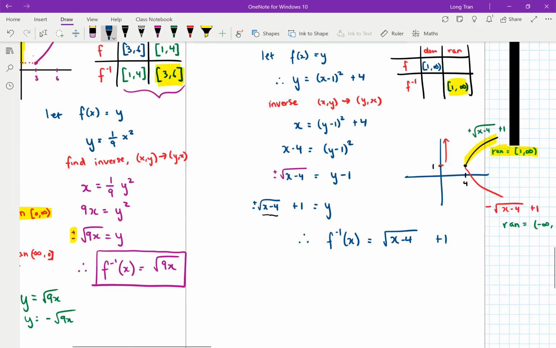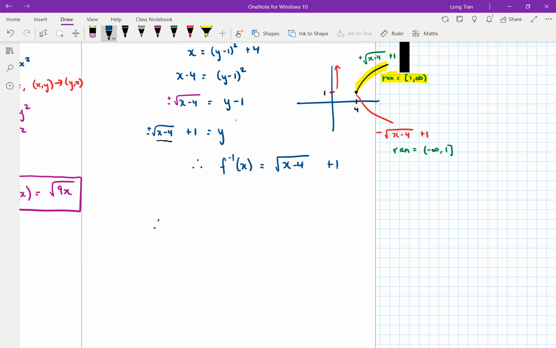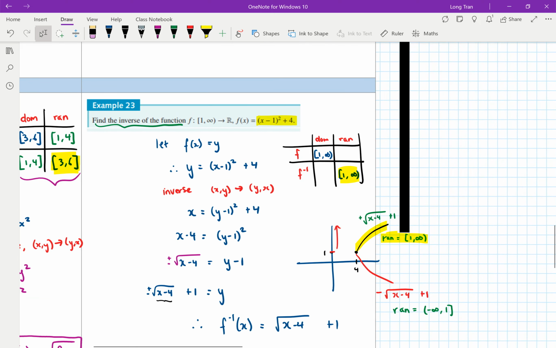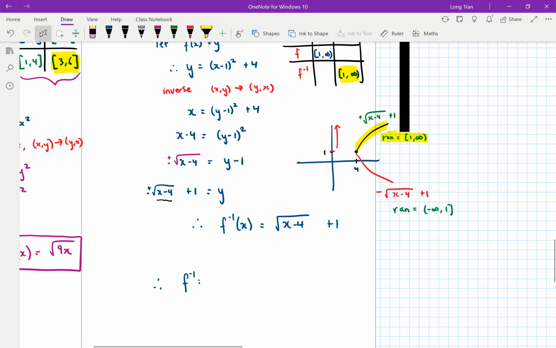Now, don't finish your answer like that in year 12. You should then be writing in function notation, f inverse, colon, the domain. So what is the domain? We don't know what the domain is, we'll work that out. We need the domain mapping onto R, and the inverse function is equal to root of x minus 4 plus 1. So we need to find the domain.